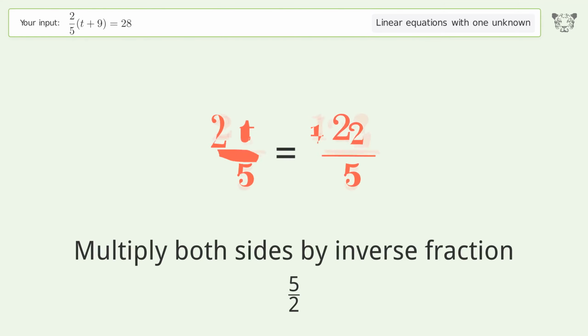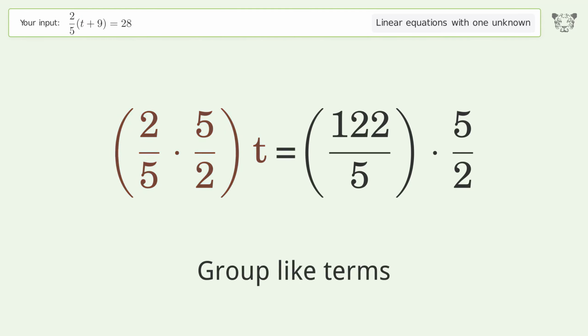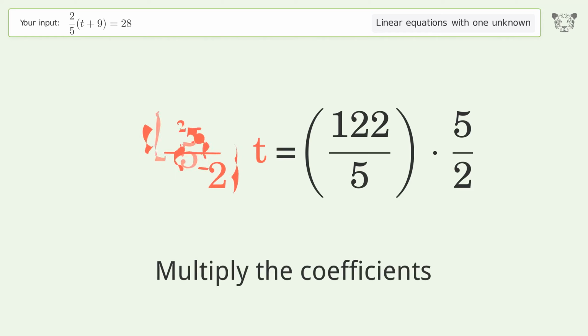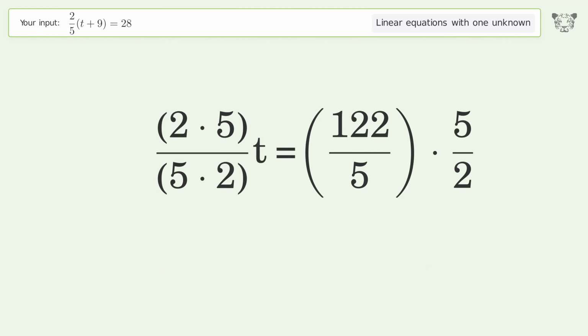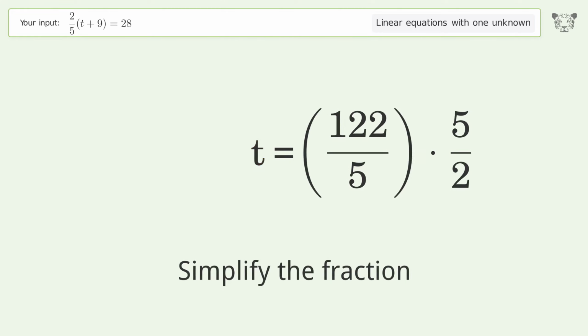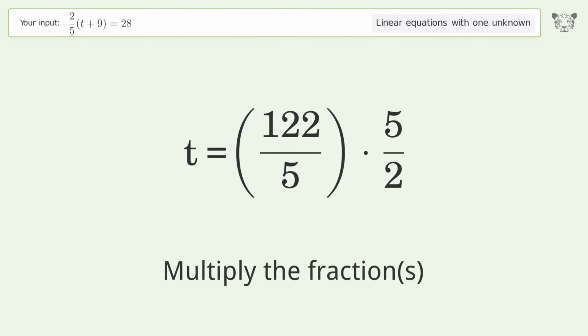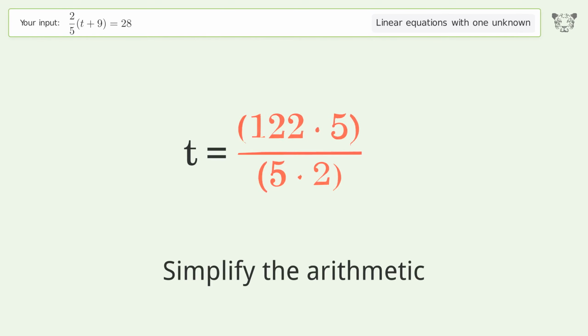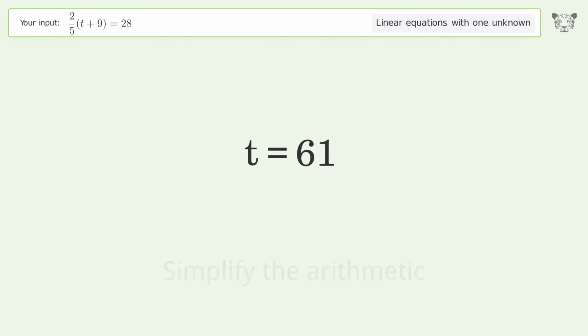Group like terms. Multiply the coefficients. Simplify the fraction. Multiply the fractions. Simplify the arithmetic. And so the final result is t equals 61.